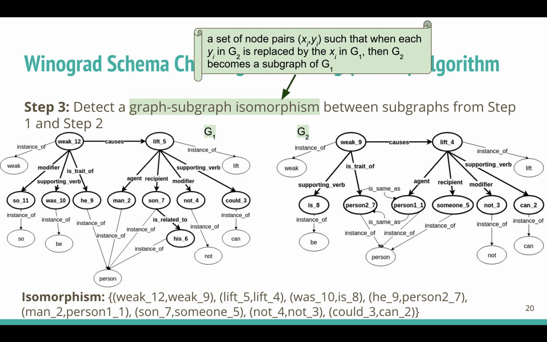So for each node pair that we have in the isomorphism, we also want both the nodes to be of the same concept. Okay, now here at the lower part of the screen you can see the isomorphism example extracted from these two graphs, where week underscore 12, week underscore 9 is one pair, lift underscore 5, lift underscore 4 is another pair, and whenever we replace week underscore 9 in G2 by week underscore 12 and so on, all of these replacements are made, then the node replaced G2 becomes a subgraph of G1.